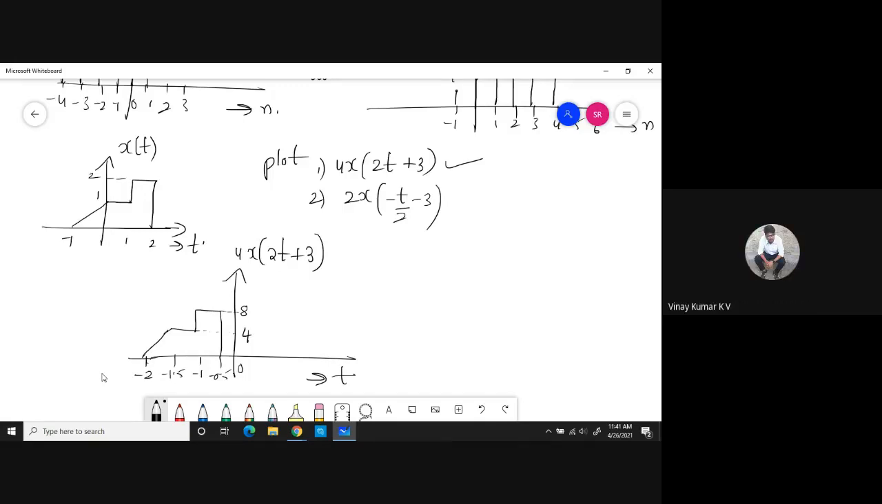Ma'am, you have given this one previously. You have given this problem, ma'am. We have done it previously. No, I have given this as homework. I have given this also as homework for you in the previous class. And you have 2x of minus t by 2 minus 3. I didn't solve this. I told you to solve it. So from where to where will this signal exist?